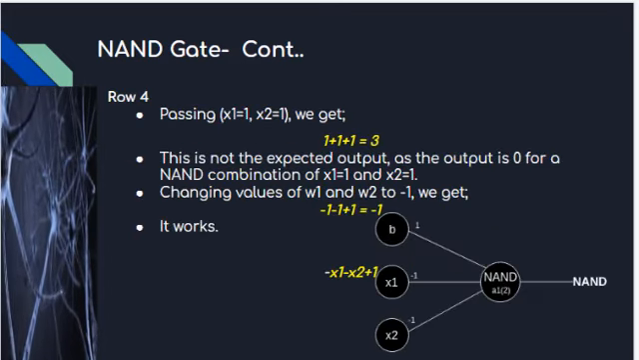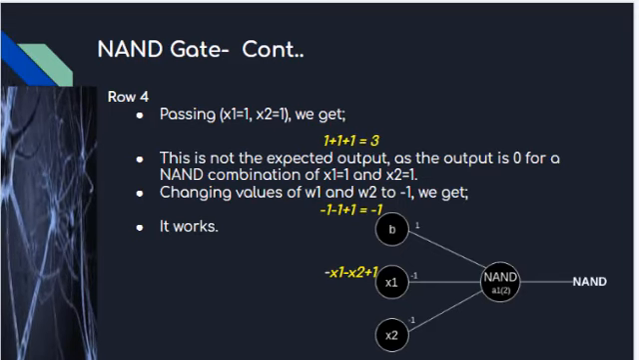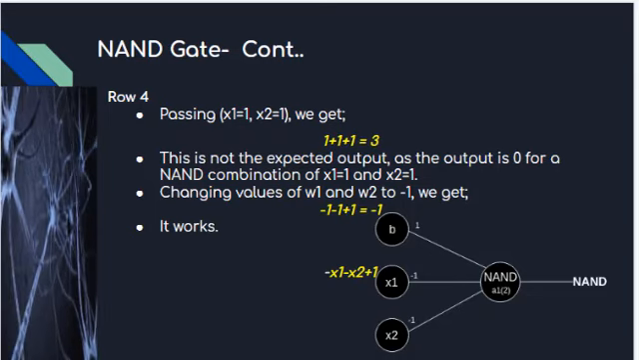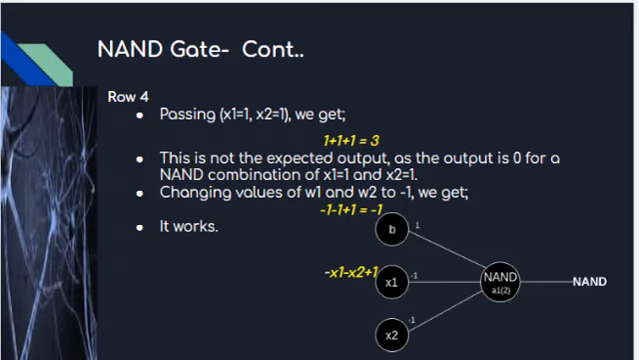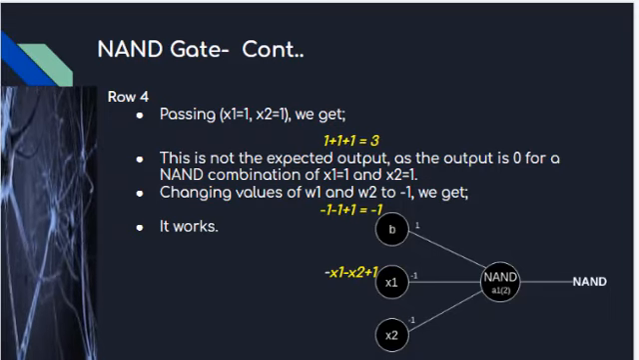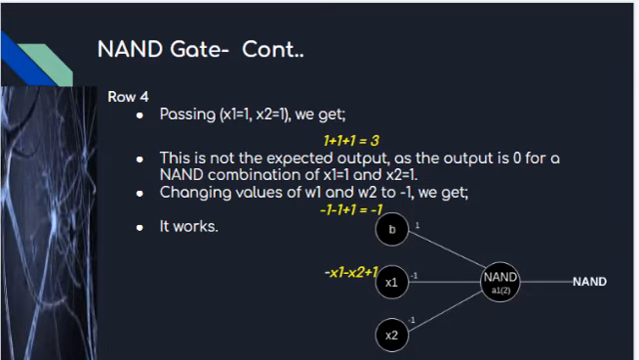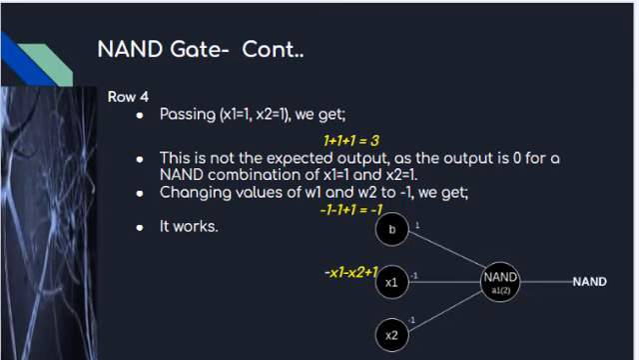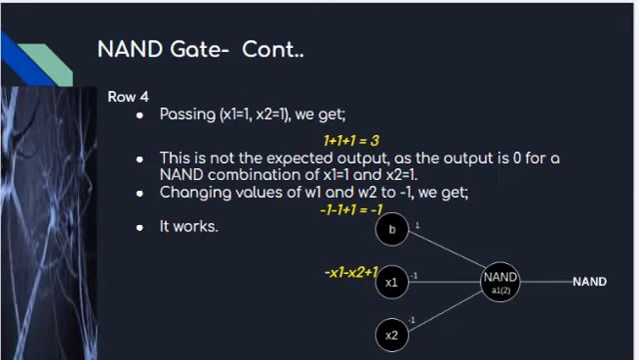Now taking row 4, passing x1 equal to 1, x2 equal to 1, we get 1 plus 1 equal to 3. This is not the expected output, as the output is 0 for the combination of x1 equal to 1 and x2 equal to 1. Changing the values of w1 and w2 to minus 1, we get minus 1 plus 1 equal to minus 1. It works. Therefore, we conclude that the model to achieve a NAND gate using the perceptron is minus x1 minus x2 plus 1.